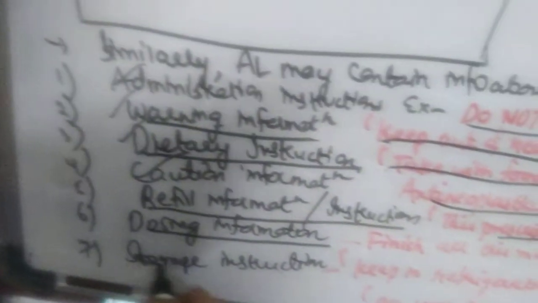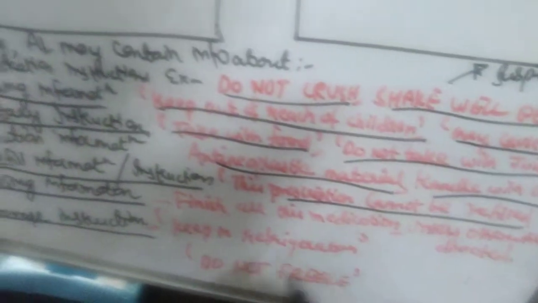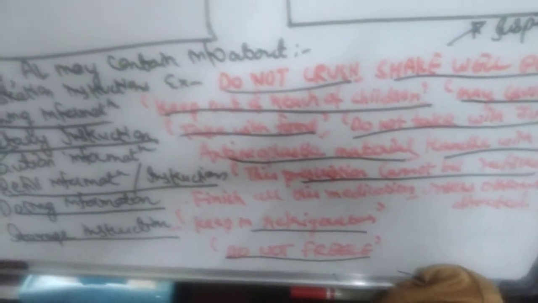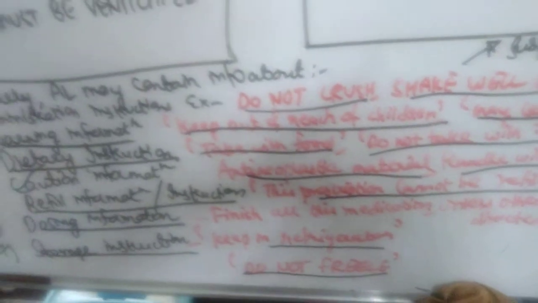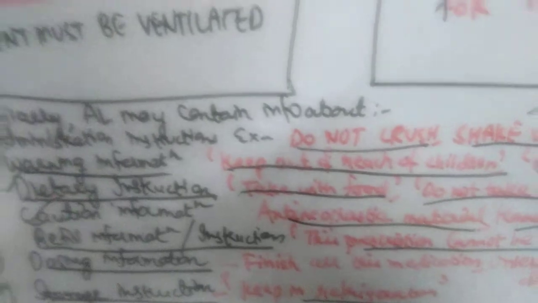Next you have storage instruction. Storage instructions tell where you have to store that dosage form. For example, keep in refrigerator, do not freeze. Right, keep in refrigerator, do not freeze. All of this will be storage instructions. This will help the patient to store the medicine at a proper place, which will maintain the stability of the medication. So these auxiliary labels contain so much information, right?